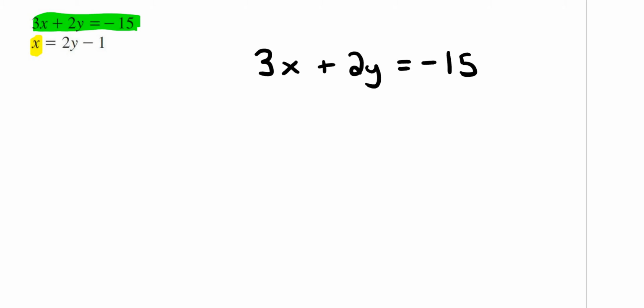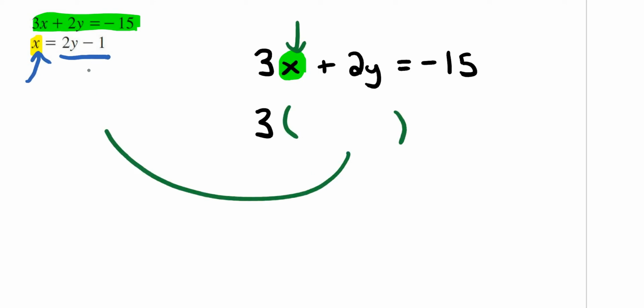And if I take a look at my second equation, I notice that x equals all of that. So whenever I see x in the first equation, which I'm highlighting green, that's going to be replaced with the second equation there. So instead of writing this x here, all of this x is going to be replaced by that, which is going to be 2y minus 1. And then I can copy out the rest here, which is plus 2y equals negative 15.